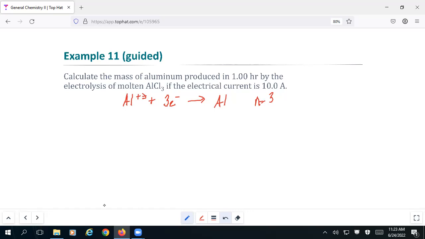Now, the way to approach this is looking at it kind of from what can I convert to next standpoint. So I know I have amps here. Amps are coulombs per second. If I have 1 hour, hour's a unit of time. If I convert that hour to seconds, I can use the current to convert the seconds into coulombs. So that's what I'm going to do. 1 hour is where I'm going to start.